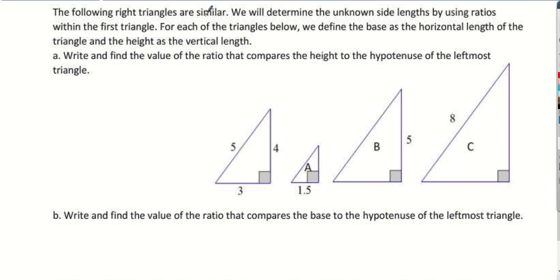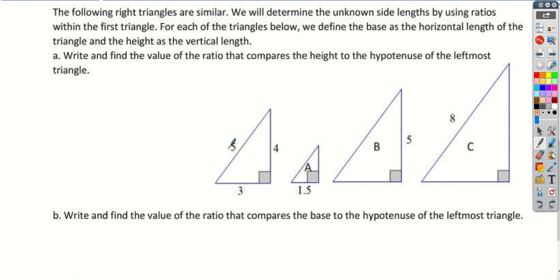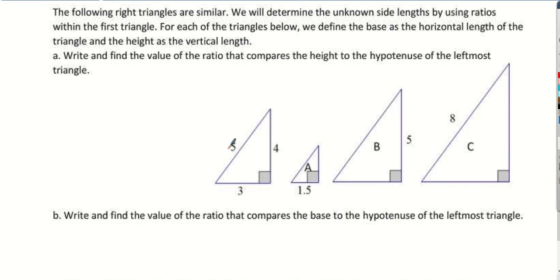All right. So this next question, we know that these right triangles are similar. They're telling us in the question. We will determine the unknown size of these triangles using ratios. I'm just going to read the directions below. For each of the triangles below, we define the base as the horizontal edge, the bottom here. The height is the vertical length, and the hypotenuse is the long side over here. So for question A, write and find the value of the ratio that compares the height to the hypotenuse of the leftmost triangle.